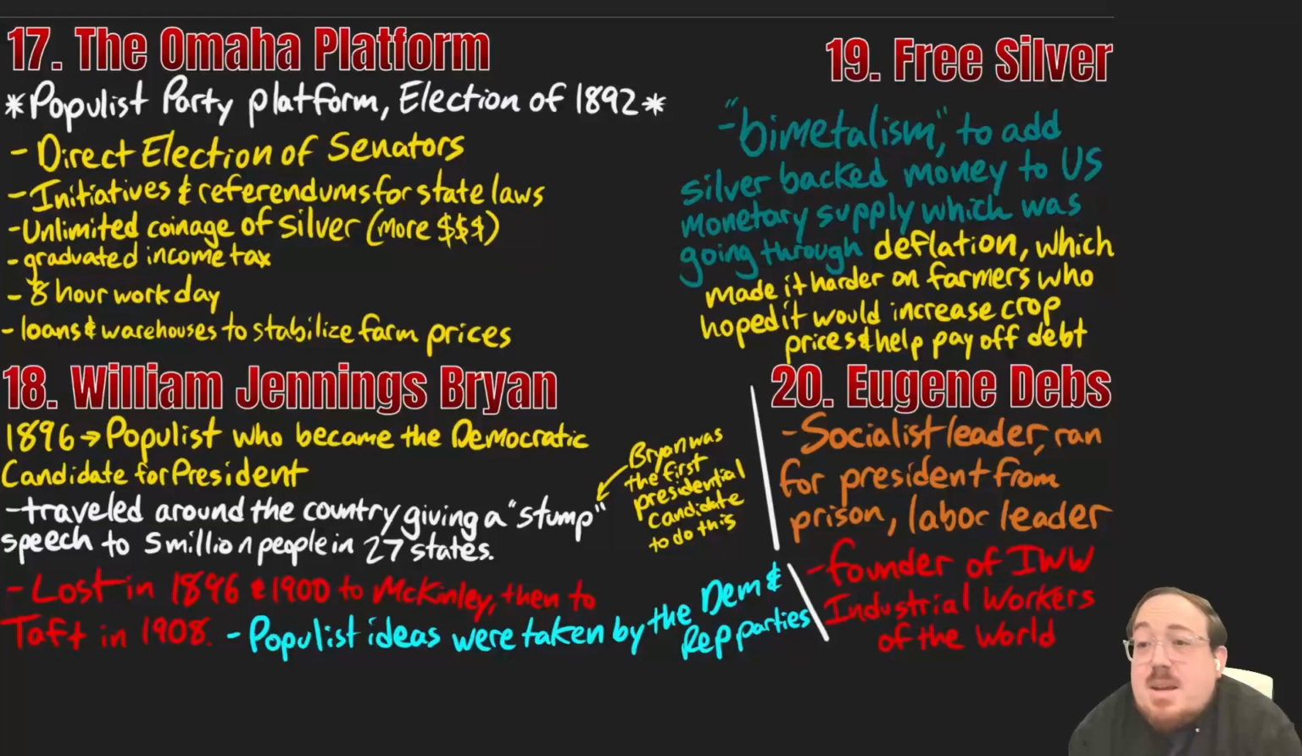But it is one of the things that helps lead to the end of the Populist Party, because this is their biggest push, their biggest thing, and everything else gets taken by the Democratic and Republican parties, but not free silver.